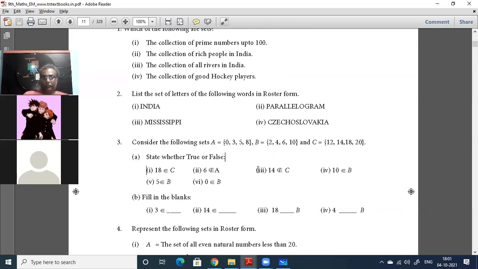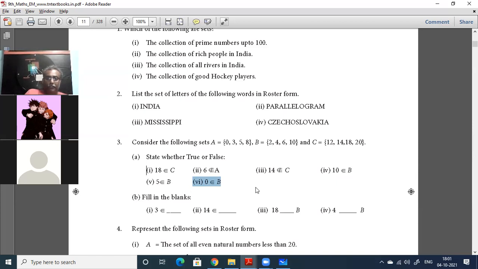Okay, right. Arpana. False, uncle. Because 14 is there in the C set. Very good. Sandhya, this one. True, uncle. Okay, very good. Arpana. False, uncle. Very good. Sandhya. False, uncle. Yeah, false. Not part of that. Okay.